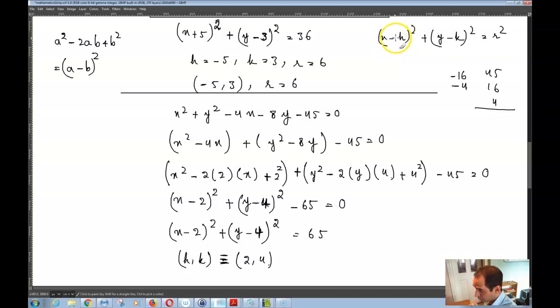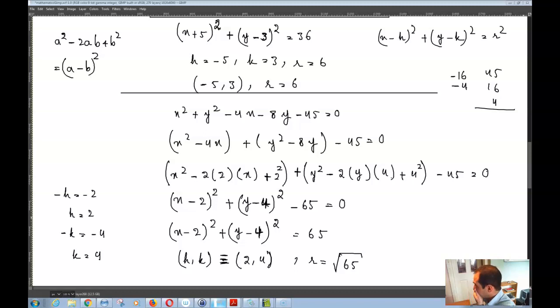because here you have negative h and negative k, meaning that negative h is equal to negative 2. So h is equal to 2, and negative k is equal to negative 4. That means that k is equal to positive 4. So your center is (2, 4), and since this is r², your radius becomes the square root of 65. And that's question number 7: (2, 4) and the square root of 65.